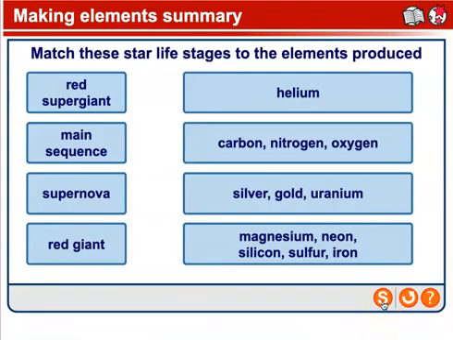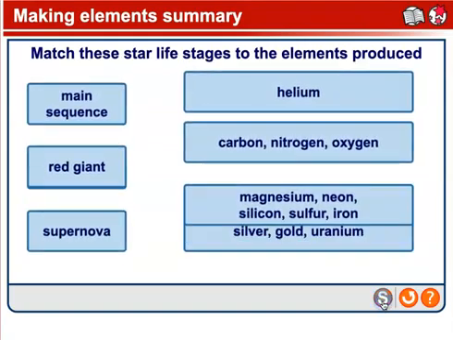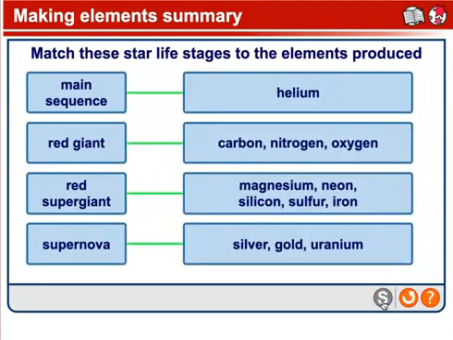All right, let's match the star life stages to the elements produced. Main sequence stars predominantly are only producing helium. Red giant stars are going to produce carbon, nitrogen, and oxygen. Red supergiant stars will produce magnesium, neon, silicon, sulfur, and iron. And supernovae will produce silver, gold, and uranium.